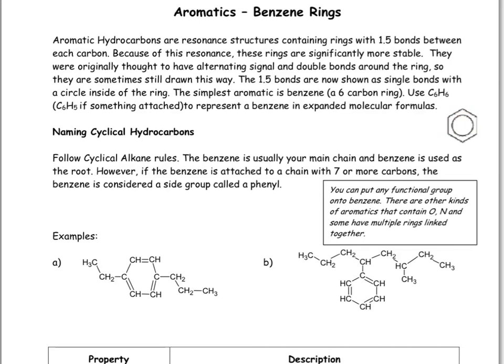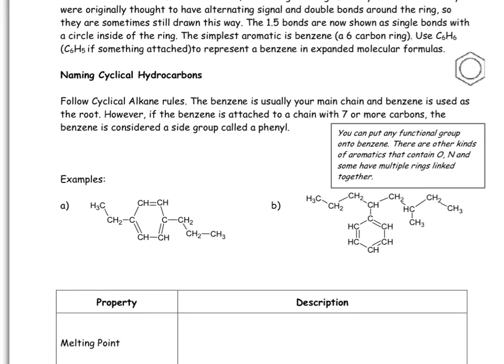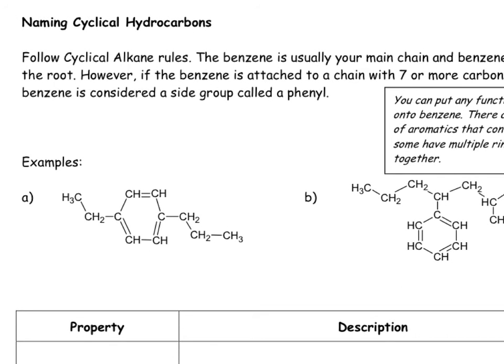Naming aromatics. You follow the cyclical alkane rules, and the benzene is usually your main chain, and benzene is used as the root. However, if the benzene is attached to a chain with 7 or more carbons, the benzene is considered a side chain and it's called a phenyl group. So here are 2 examples showing this.